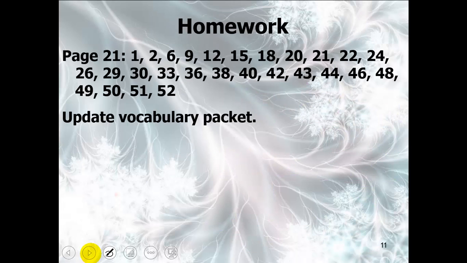These are the homework problems that we're going to be working on tomorrow in class. So go over the notes again if you need help with the order of operations. Listen to it another time if you need to.